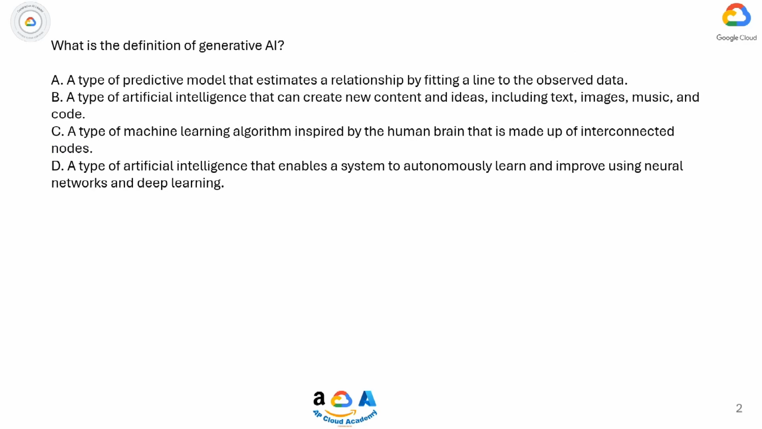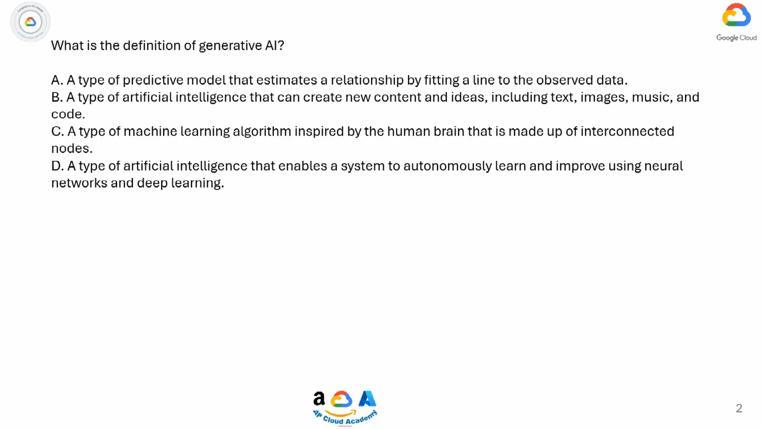What is the definition of generative AI? A. A type of predictive model that estimates a relationship by fitting a line to the observed data. B. A type of artificial intelligence that can create new content and ideas, including text, images, music, and code. C. A type of machine learning algorithm inspired by the human brain that is made up of interconnected nodes.